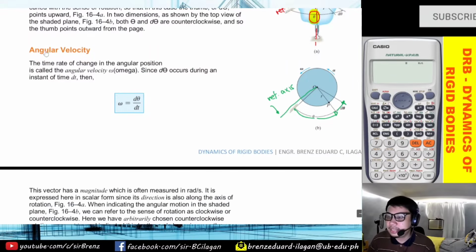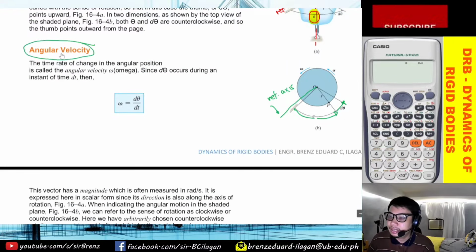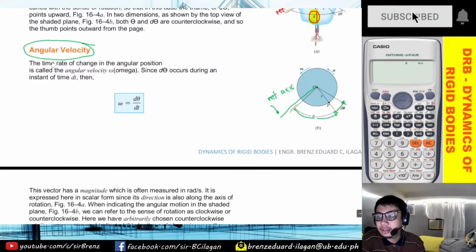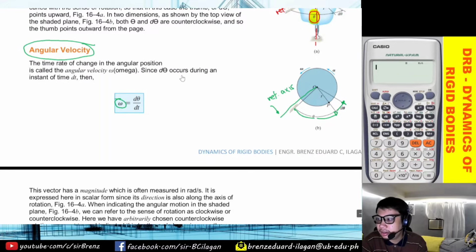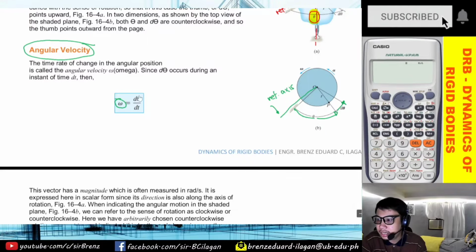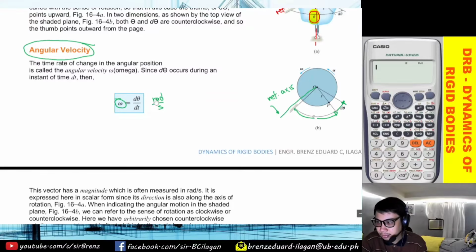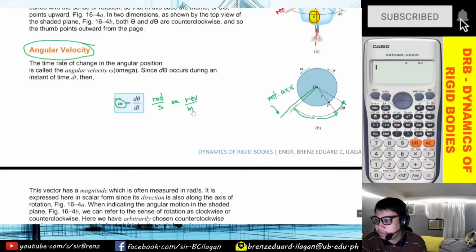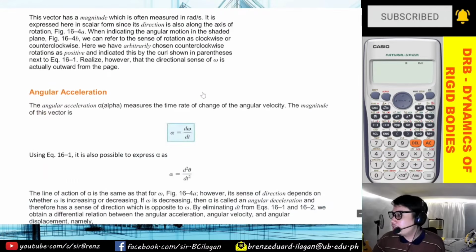Next, let's define what the angular velocity is. The angular velocity is the time rate of change of the angular position. This is denoted by the symbol omega. Since d theta occurs during an instant of time dt, its rate of change in displacement is d theta over dt. Therefore, the units can be radian per second, or the other unit I taught you, revolution per minute or RPM, and so on. It can also be in terms of degrees. Let's proceed with the next page.